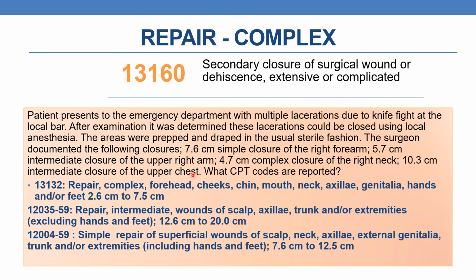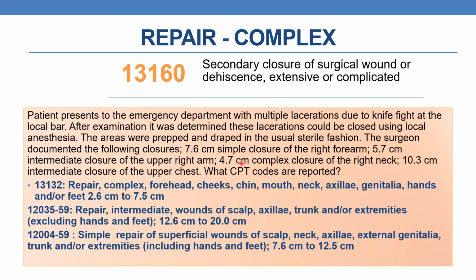So first you will code the most complex repair. That is, you need to code the complex repair first. So what is the complex closure? 4.7 centimeters complex closure of right neck. Here the location is neck and the closure is 4.7 centimeters. So the appropriate code is 13132. Repair complex forehead, cheeks, chin, mouth, neck, axilla, genitalia, hands or feet 2.6 centimeters to 7.5 centimeters because here the length is 4.7 centimeters. The first CPT is done.